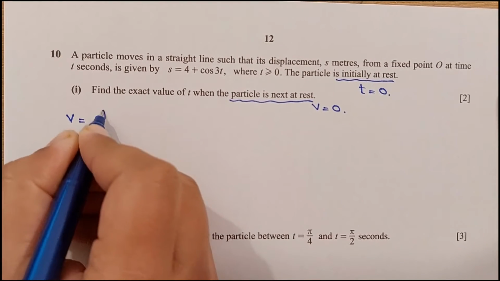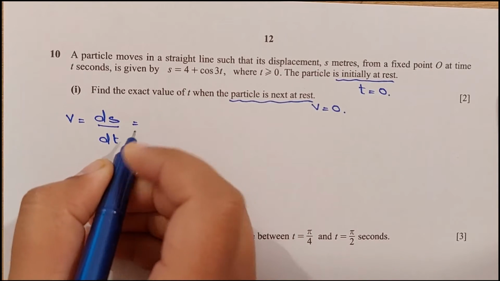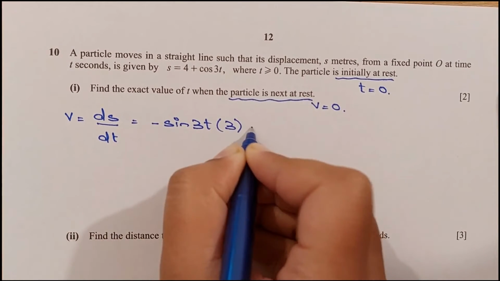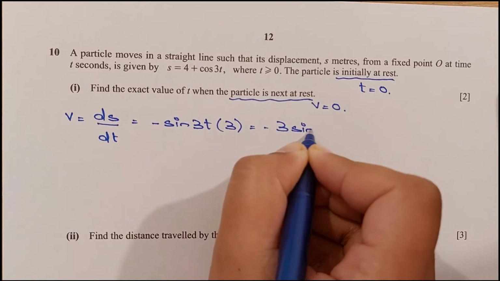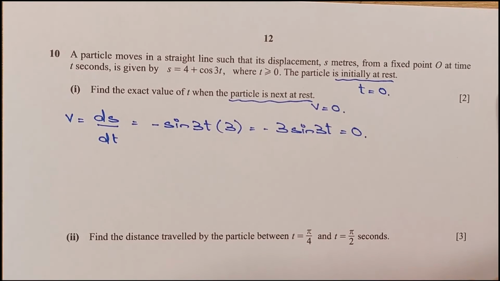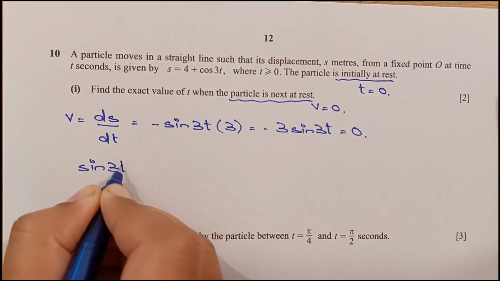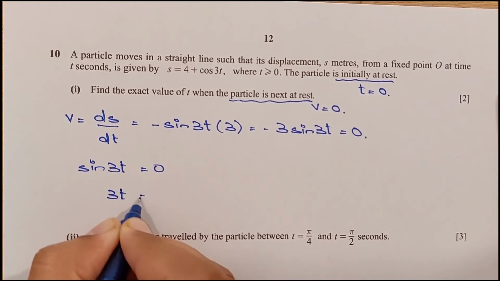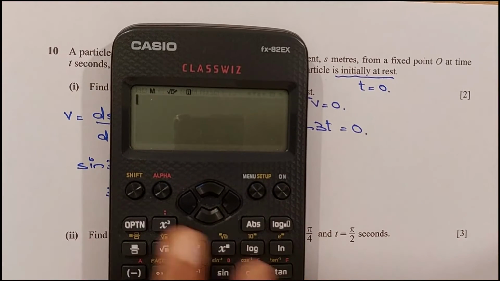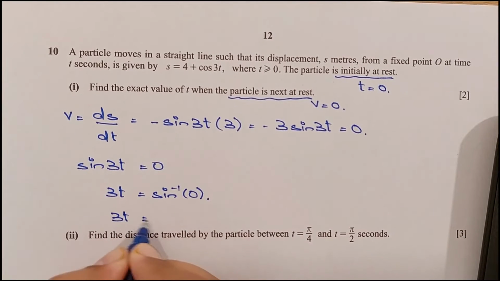So we have displacement. The velocity is the derivative of displacement with respect to time. So the derivative of 4 is 0. The derivative of cos is minus sine 3t into 3, so this is -3 sine 3t. We have to put the velocity equal to 0 to solve for time. So -3 sine 3t equals 0, and dividing by -3, sine of 3t is equal to 0. From here 3t is equal to sine inverse of 0, and sine inverse of 0 is 0, so 3t is equal to 0, right?